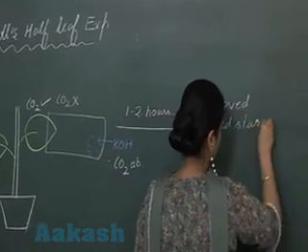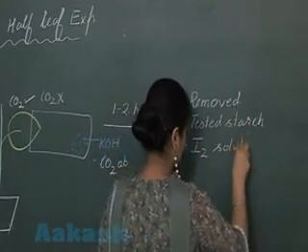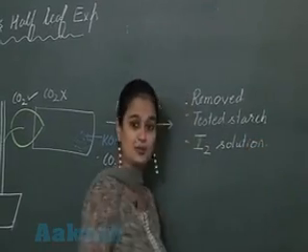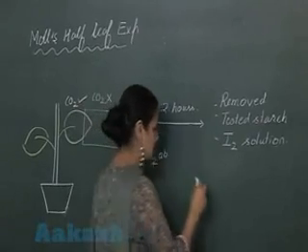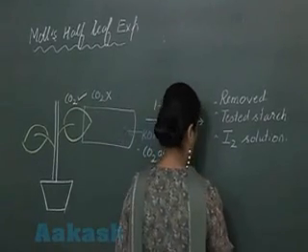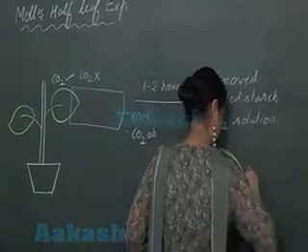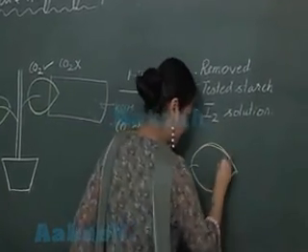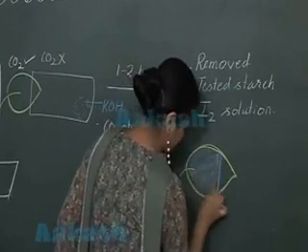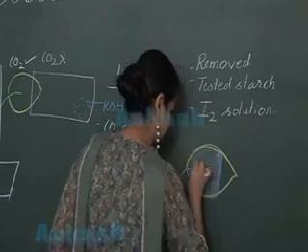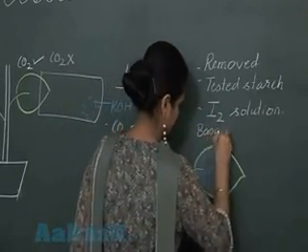The leaf was removed and tested for starch. And you know, for testing starch, the leaf has to be dipped in the iodine solution. When the leaf was dipped in the iodine solution, now what was observed? Some part in that leaf turns blue black. Yes, some part of the leaf has turned blue black. Which part is it? Basal part.